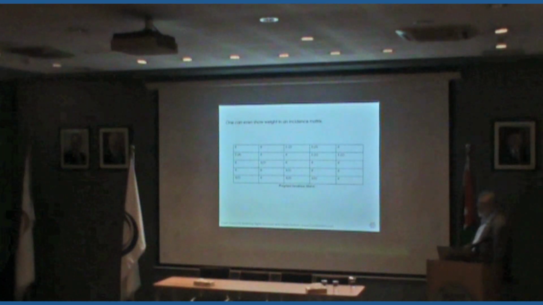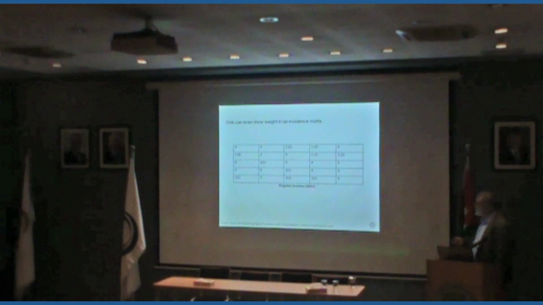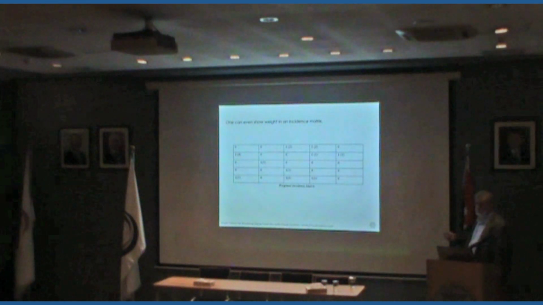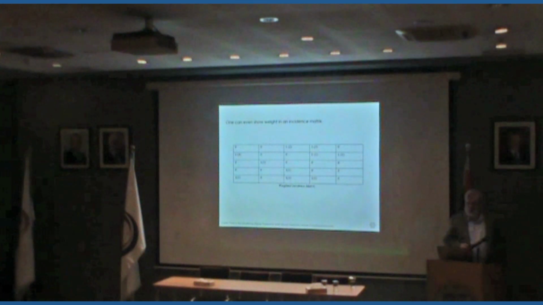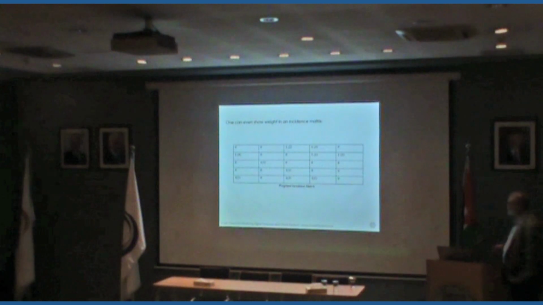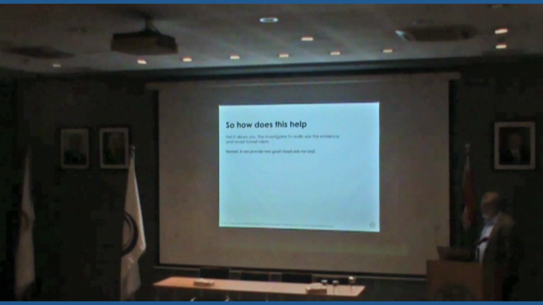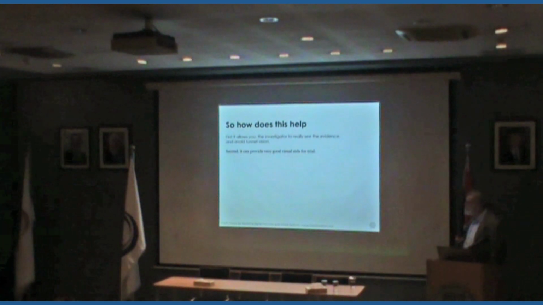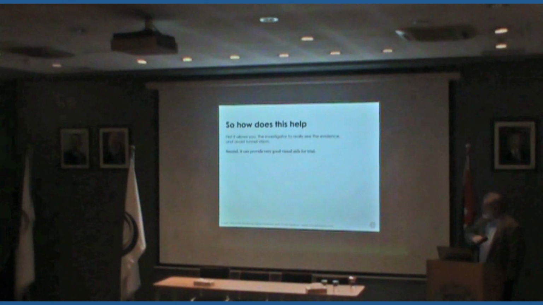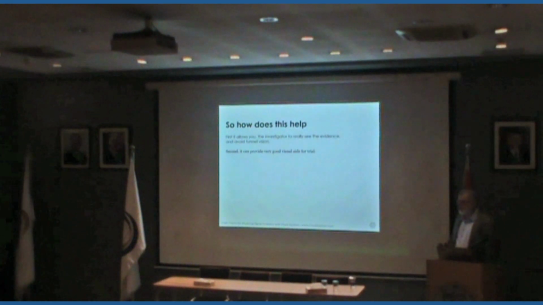This isn't standard in graph theory, but for our purposes, I would recommend using an incidence matrix that includes weighting. Now, standard graph theory doesn't do that. We're kind of modifying the graph theory a little bit. So how does this help? First of all, before we go further, at this point right now, you have a way to lay out all the evidence in a case and look at it objectively.